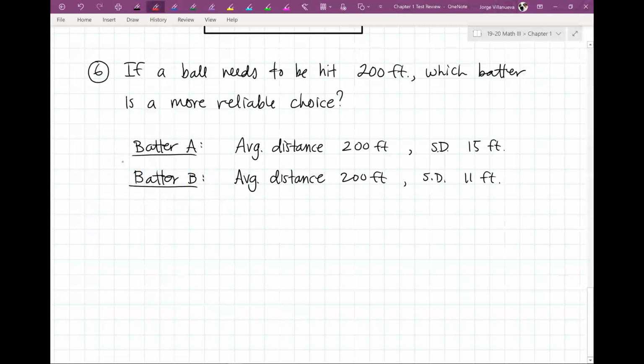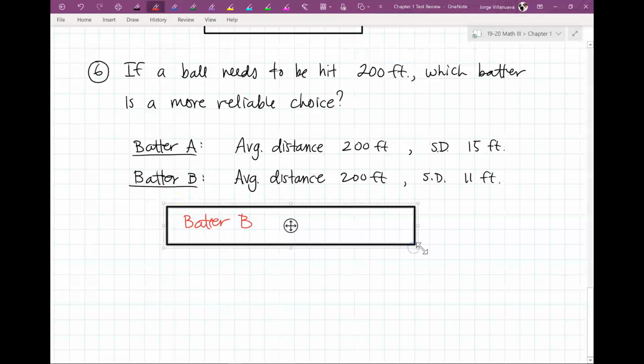Actually, let me write it out. That way I don't mess with the original problem. Okay, smaller deviation. I'm going to put that in the box here. Smaller SD.